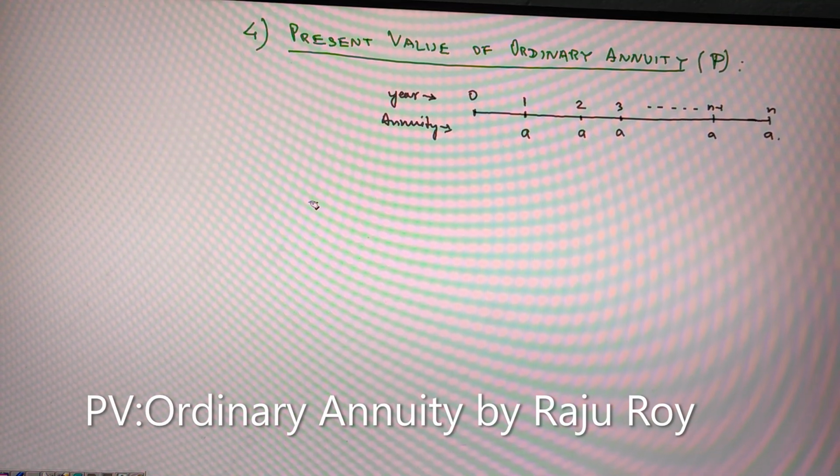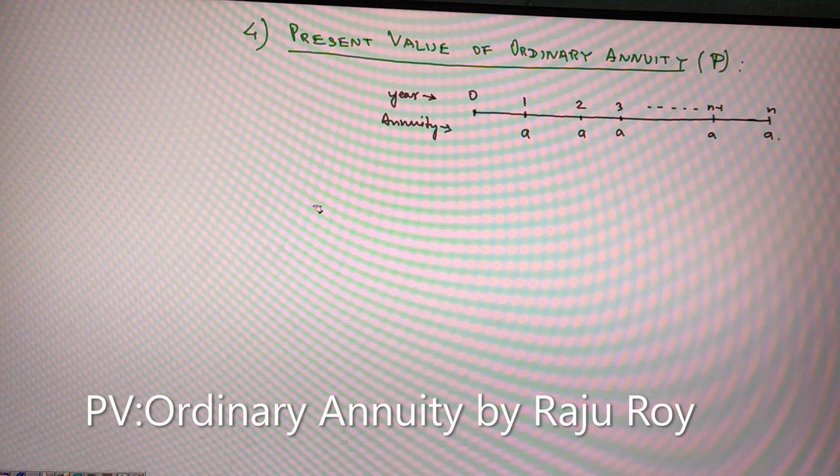To get that pension, that equal income from your investment, you have to pay a certain amount, right? That certain amount is called the present value.